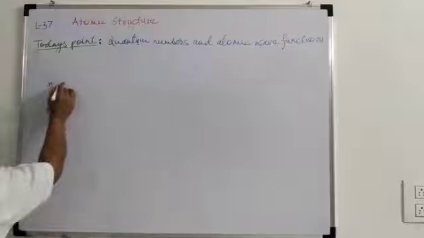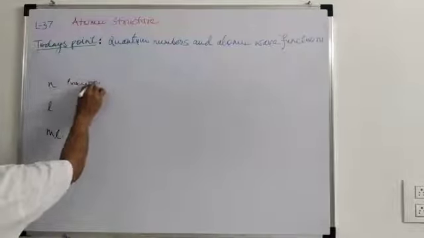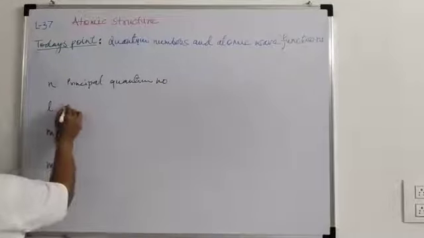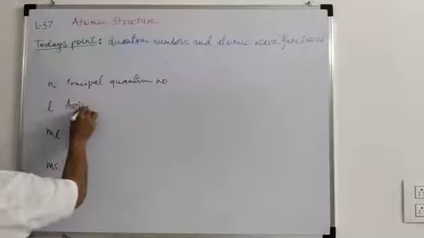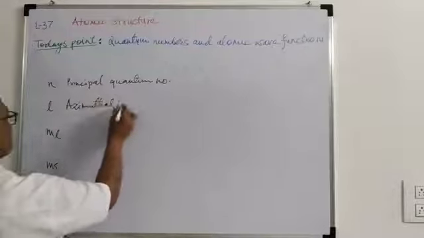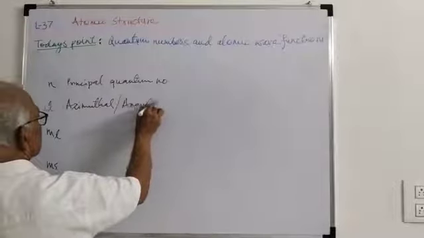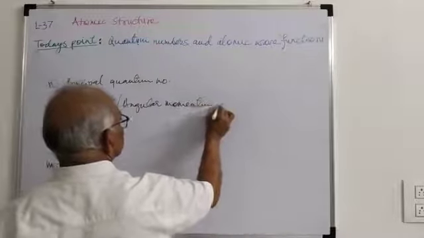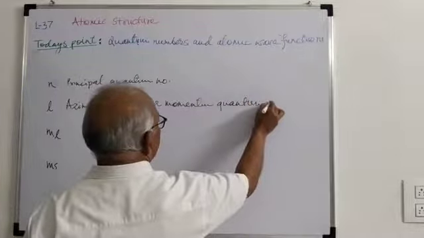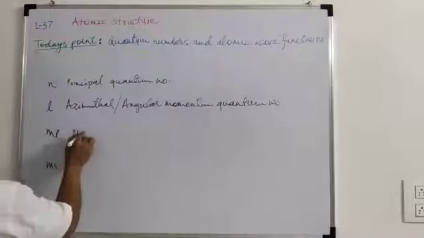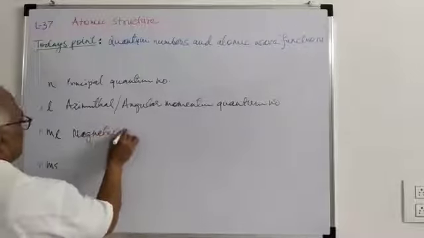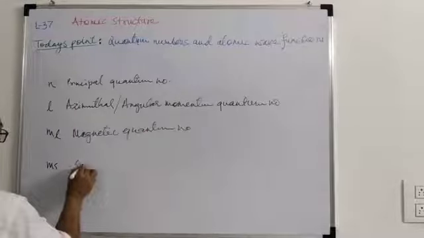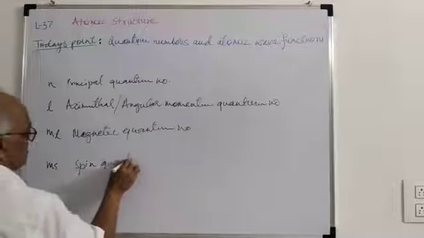Here, n is the principal quantum number. l is the azimuthal, or we can say angular momentum quantum number. ml is the magnetic quantum number. ms is the spin quantum number.